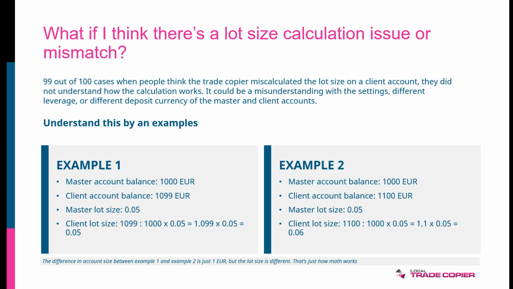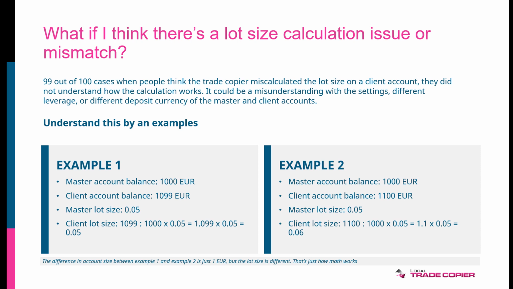So to make it easy to understand what I mean in this answer, let's just take 2 examples. Example 1: master account balance is 1,000 euros. Client account balance is 1,000 euros. Master lot size is 5 microlots. It will copy the trade at 5 microlots on the client. I'm assuming this happens in the money management mode that auto adjusts to account size.